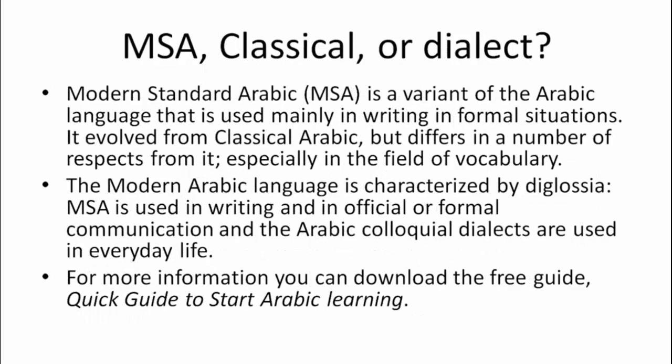So, MSA, Modern Standard Arabic, Classical Arabic, or Dialect. Modern Standard Arabic is a variant of the Arabic language that is used mainly in writing and in formal situations. It evolved from Classical Arabic but differs in a number of aspects from it, especially in the field of vocabulary. The MSA language is characterized by diglossia. MSA is used in writing and in official or formal communication, and the Arabic colloquial dialects are used in everyday life.